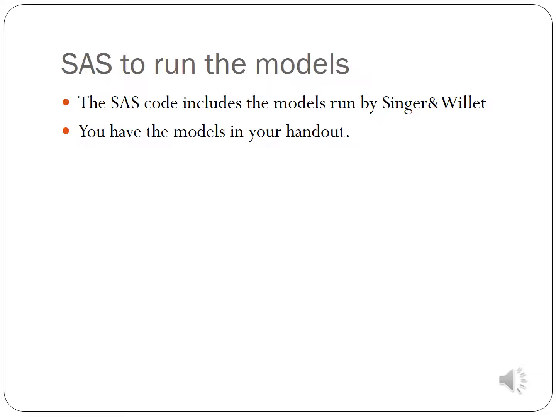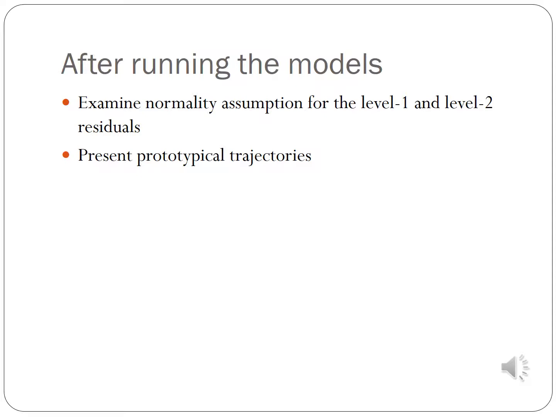So I want to focus now on what to do after you run your models if you're doing growth curve analyses. After you run the models, there are two tasks. We will talk first about examining normality assumptions for the level 1 and level 2 residuals. And that's kind of a strong repeat from what I've been talking you through for the cross-sectional models. And then presenting prototypical trajectories, which is somewhat similar to when we were presenting prototypical trajectories of interaction terms.